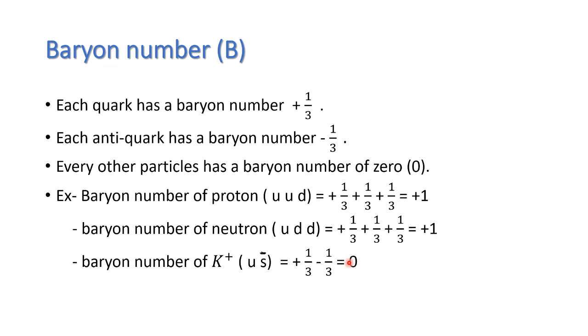So you can have an idea for a meson. Every meson will have a baryon number of 0. Why? Every meson consists of a quark and an antiquark. The quark has +1/3, and the antiquark has -1/3. These two together become 0.